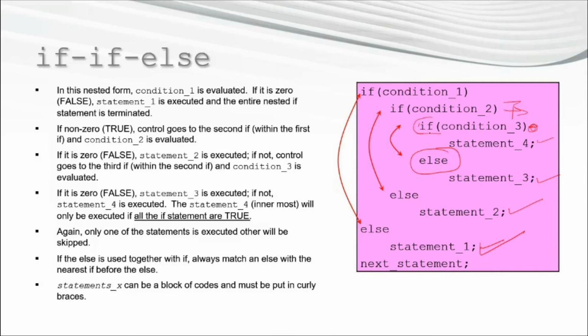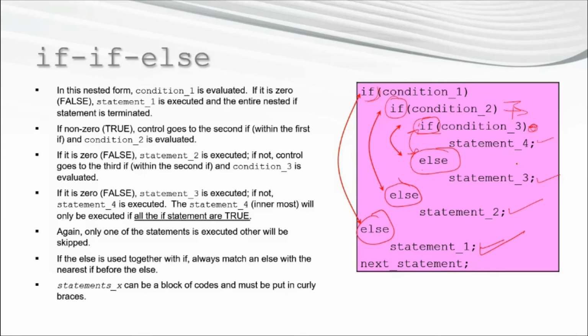So this if is mapped with this if else, and this if is mapped with this else. This if won't be mapped with this else, because this else already has an if here. So this else won't be mapped with this if. This if will be mapped with this else. And this if, the outermost if, will be mapped with the outermost else. So that is the condition.